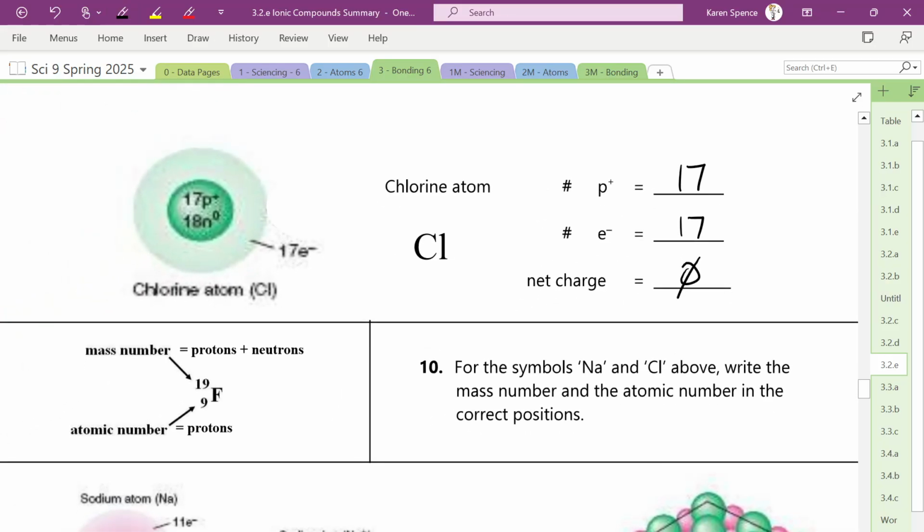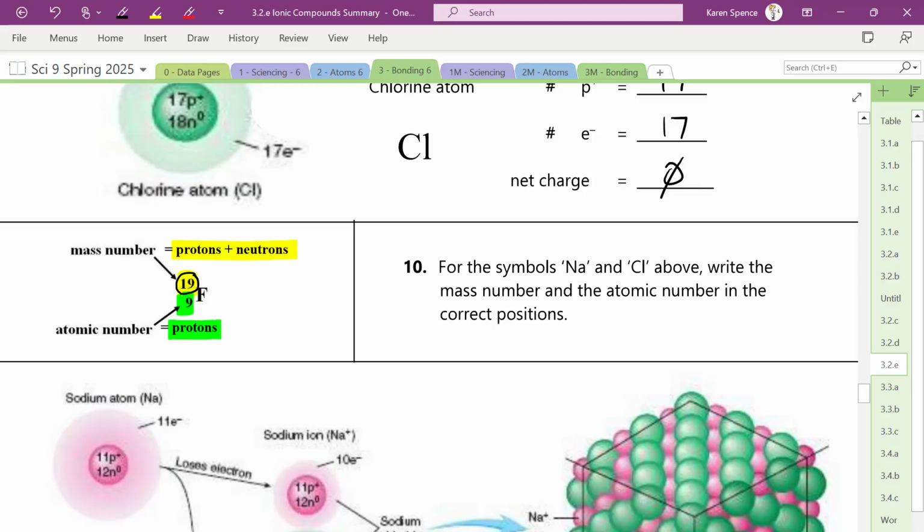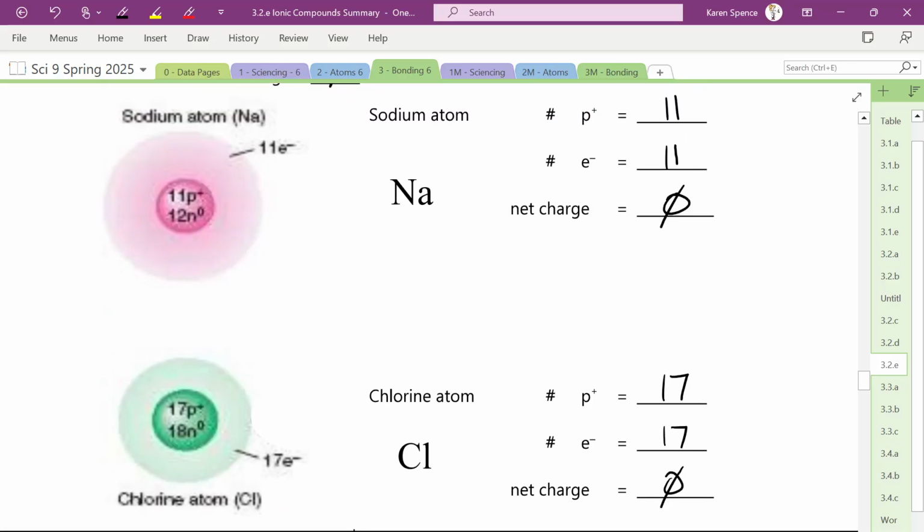Don't forget, I know this was from our last unit, but the mass number is at the top. That's the protons plus the neutrons. And the atomic number is at the bottom, and that is the number of protons. Could you please write in the mass number and the atomic number for sodium and chlorine? Okay, there's our sodium, there's our chlorine.